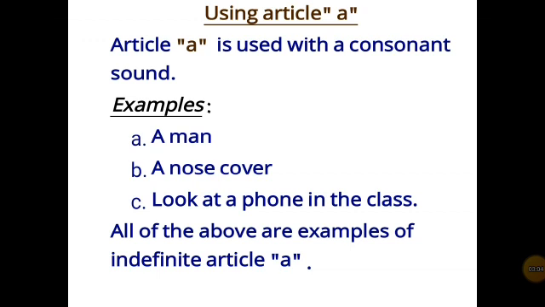The same thing as the example C. Look at a phone in the class. A phone. Phone is spelled P-H-O-N-E. P is a consonant letter, therefore we use article A. Note that all of the above are examples of indefinite article A.